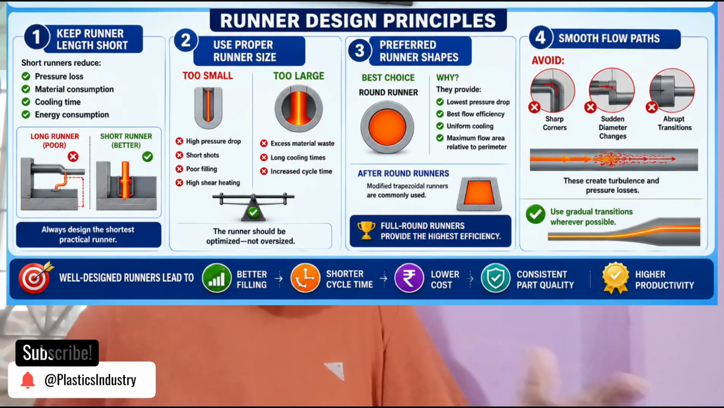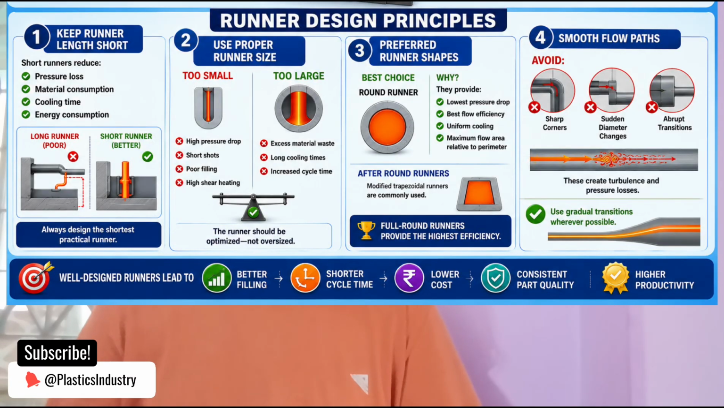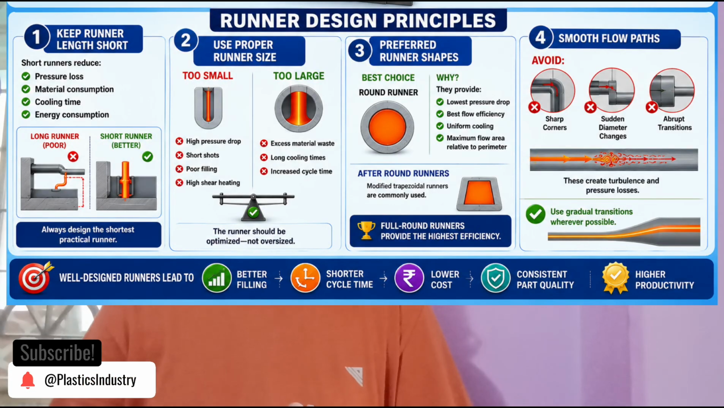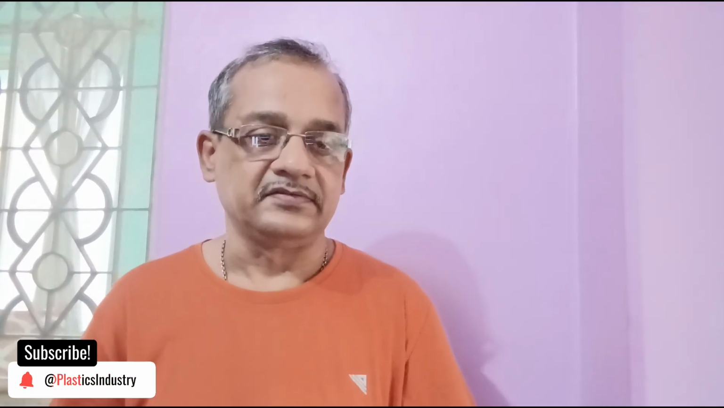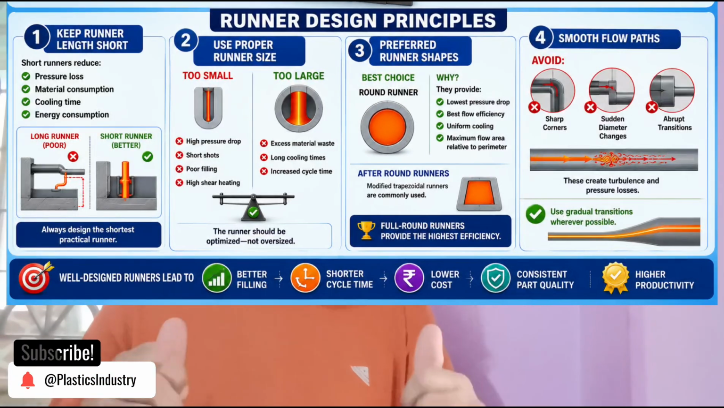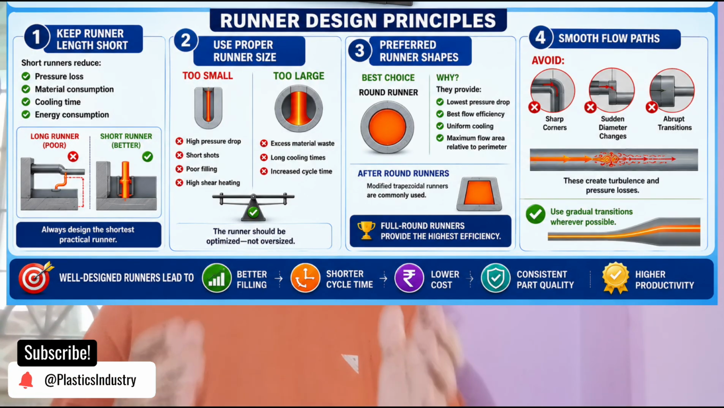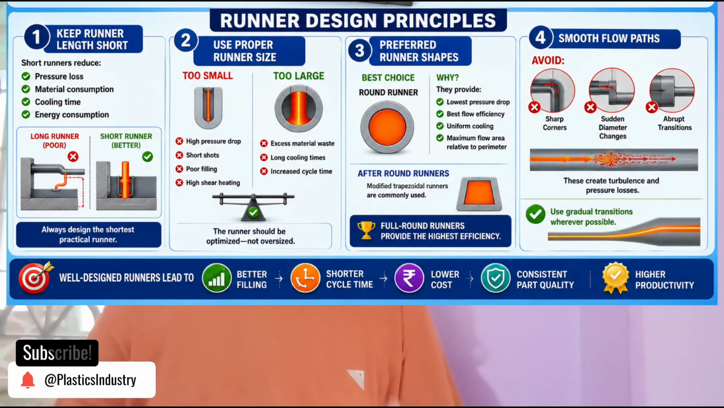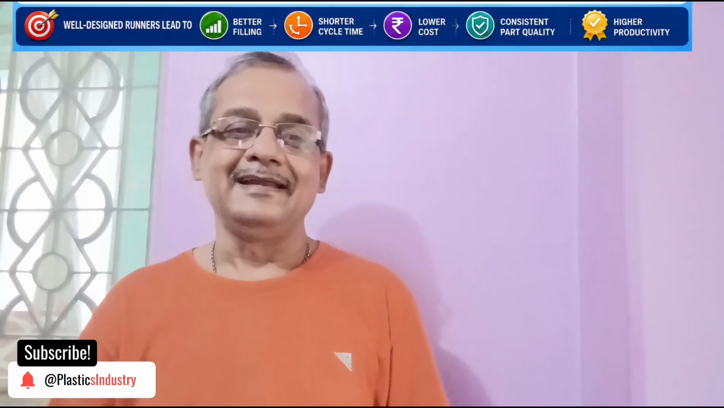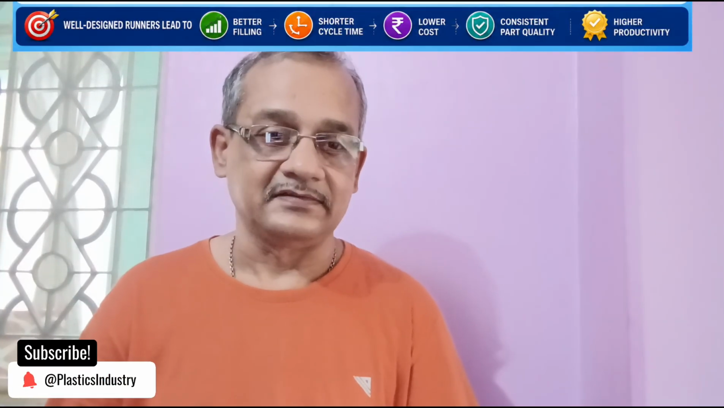Keep runner length short. Short runners reduce pressure loss, material consumption, cooling time, and energy consumption. Always design the shortest practical runner. Use proper runner size. Too small: high pressure drop, short shots, poor filling, high shear heating. Too large: excess material waste, long cooling times, increased cycle time. The runner should be optimized, not oversized.